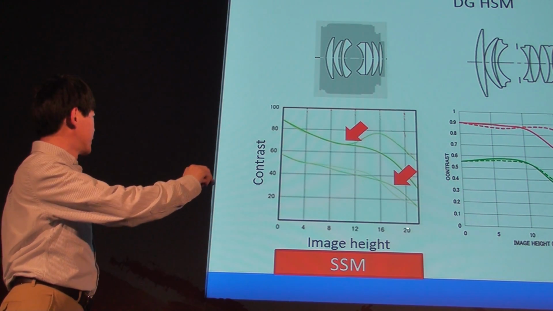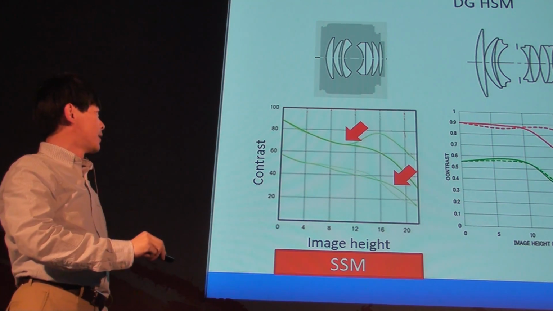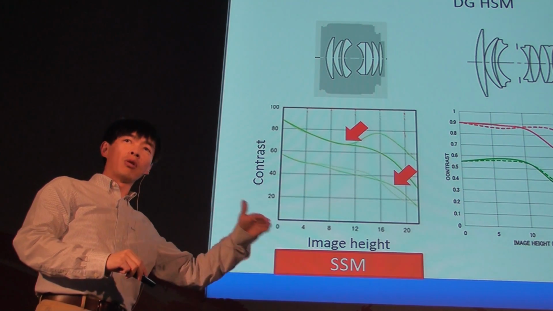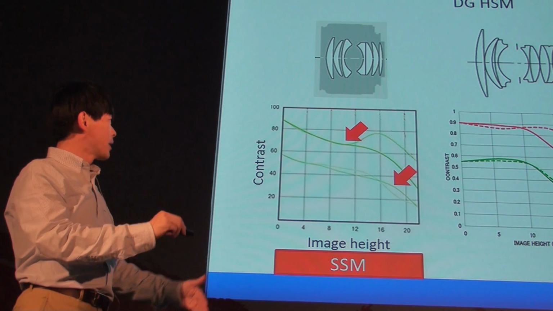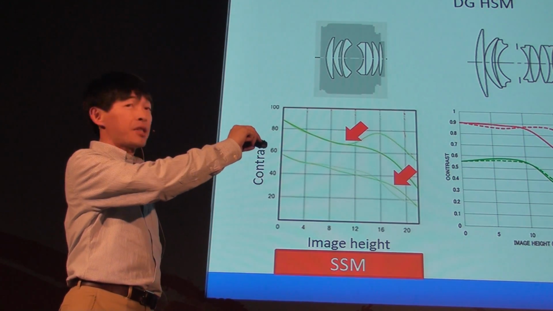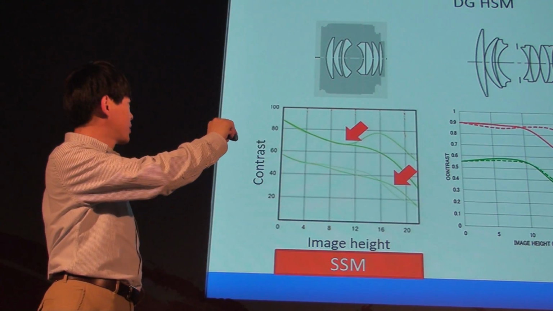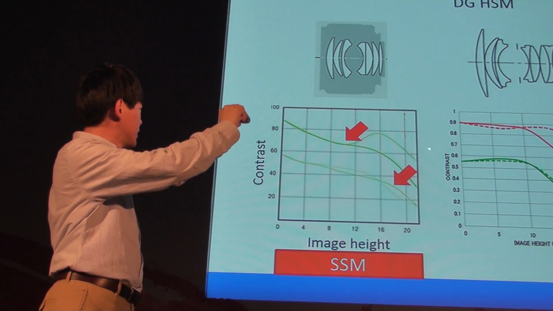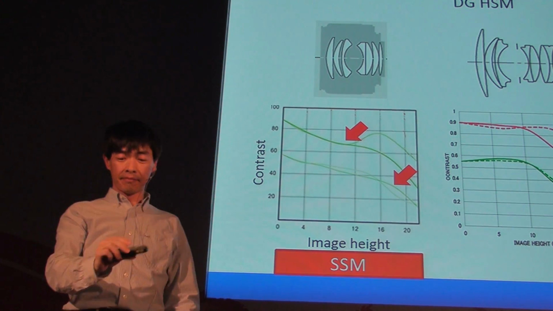And also here, see the performance in the corner area is not good. Of course, the competitor's lens is the same, but we'd like to make it good.